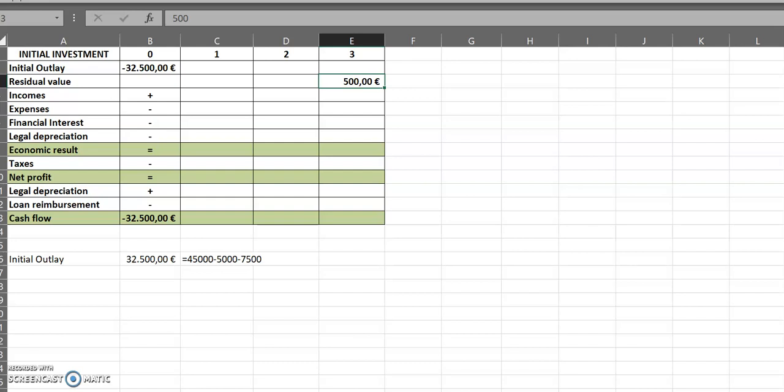Once we have done this, we can move on and start working on the incomes, expenses, and so on. For the incomes, we need to know how many units the company has sold. It says the market demand is 300,000, but the company has 50% of the market. So the company is going to sell 50% of 300,000, which is 150,000. And it also says that the selling price is 0.4.